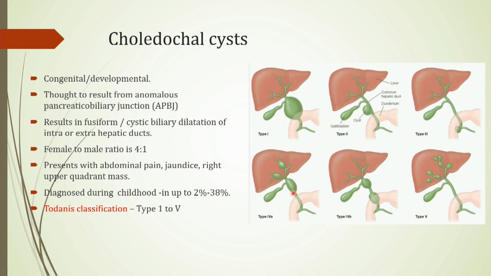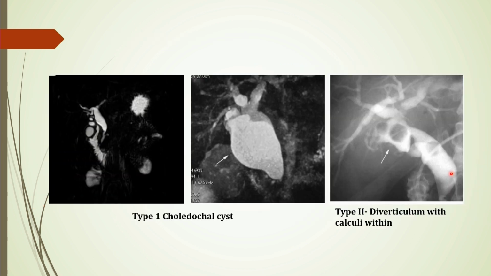Type 4 is multifocal multicystic dilatation of intra and extrahepatic biliary duct. When it involves both the intra and extrahepatic duct, it is type 4A, and when it involves only extrahepatic duct, it is type 4B. And type 5 is multifocal multisegmental cystic dilatation of intrahepatic biliary radicals.